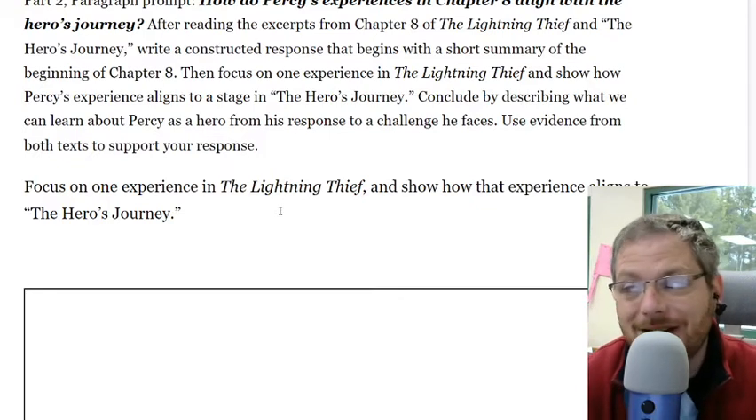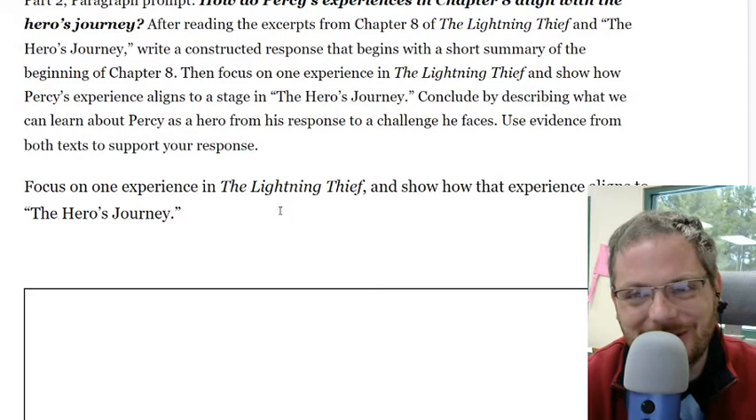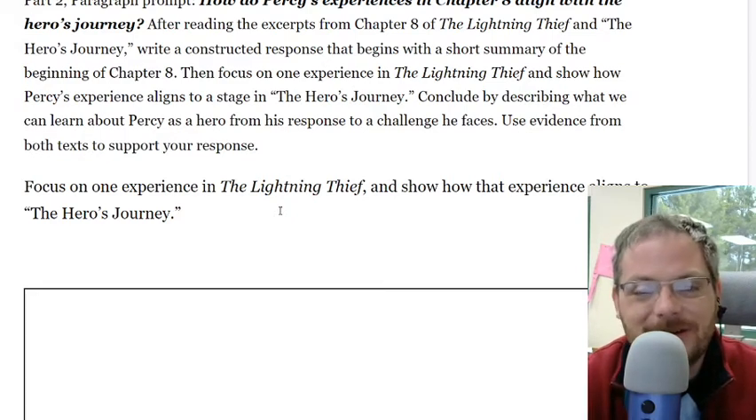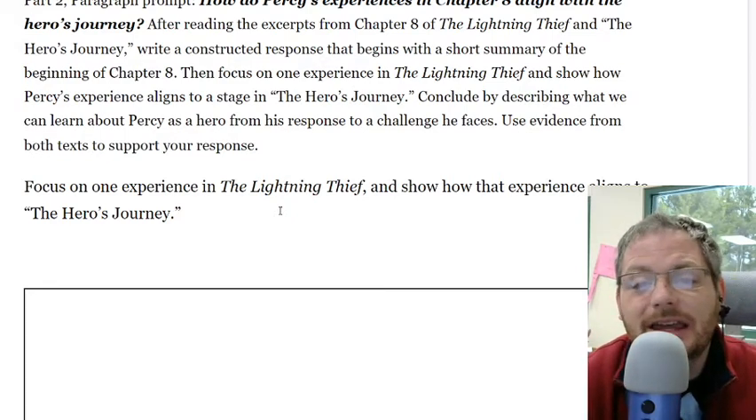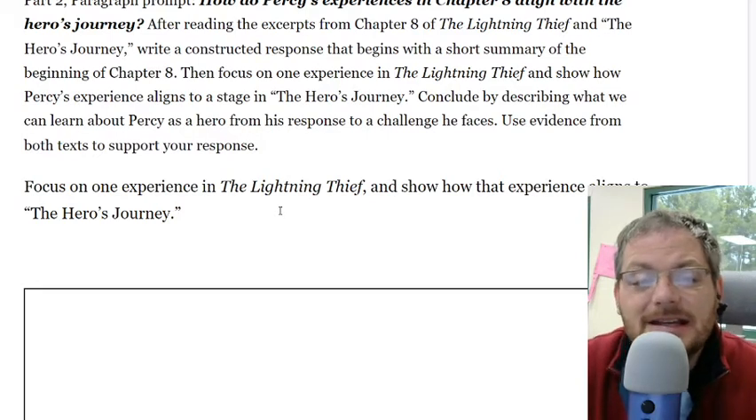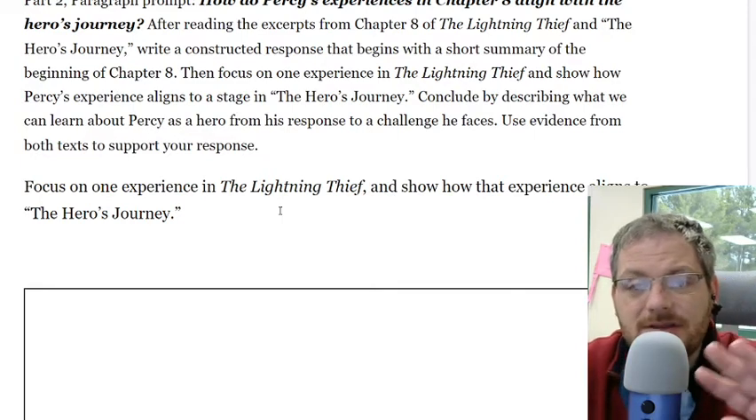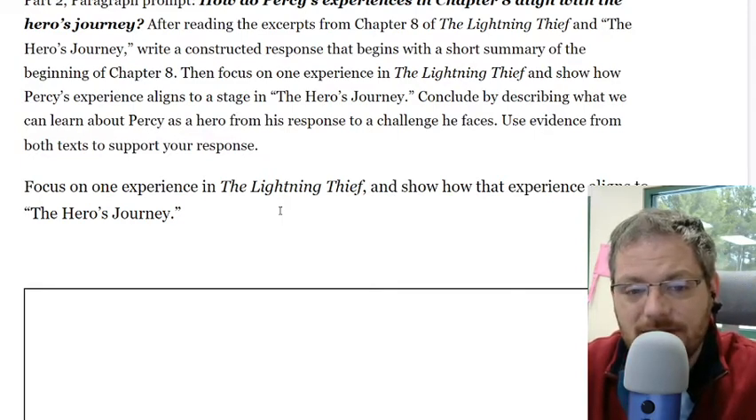This is your paragraph. I'm telling you how to write your paragraph and what to write in it, and it's just up to you to go find the details. First sentence in your paragraph: give a short summary of the beginning of chapter 8. Just give me the gist, what's in the first part of chapter 8. After you do that, focus on one experience in chapter 8 that shows how Percy's experience aligned to a stage in the hero's journey. So you start with the gist of chapter 8, the first part.